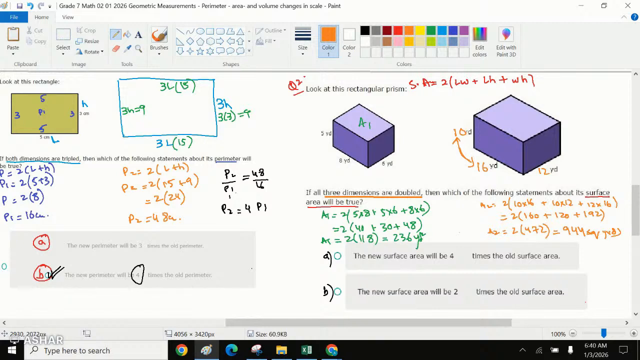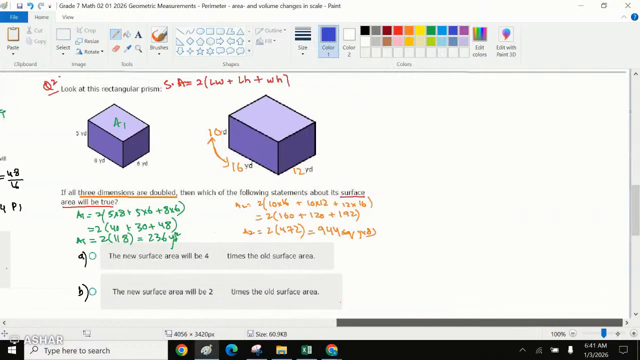The new surface area would be how much? All we need to do is, what do we need to do whenever we need to find the ratio? Please answer this. Help me out. See, we found the surface area of both the shapes, right? But we have 2 statements over here. They are saying that the new surface area would be 4 times the old surface area, or would it be twice the old surface area? How can we find the ratios? We know that whenever we need to find the ratio, what do we need to do?